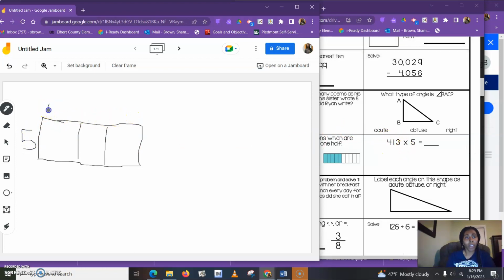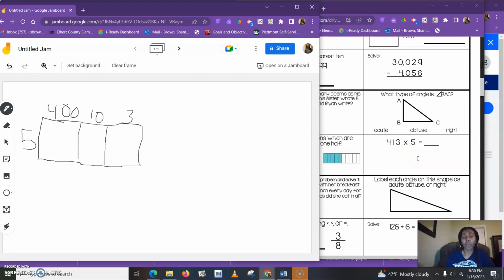So I'll have 400 here, ten here, and 3 here. Then I'll multiply. So 400 times 5, the answer goes in this box. 5 times 10, the answer goes in this box. 5 times 3, the answer goes in this box. And then when you get all the partial products, you add those together, and that will be your final answer.